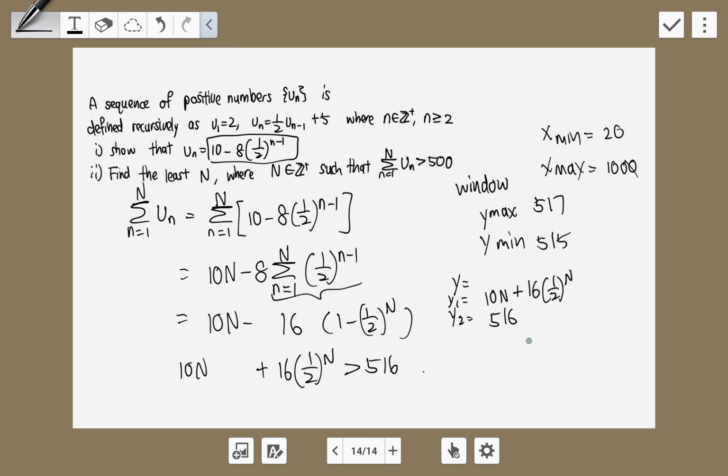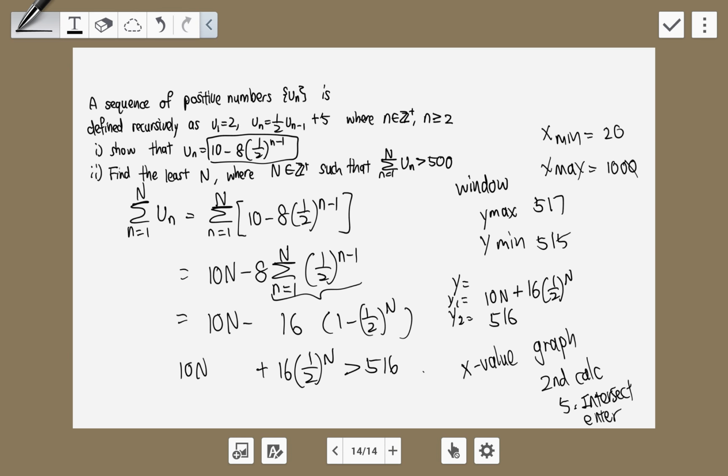Then after that you use the graph. You graph, then you press second calculate and 5 to find the intersection point. Then press enter 3 times. You should get the x value. The x value you get in the calculator is your value of n.